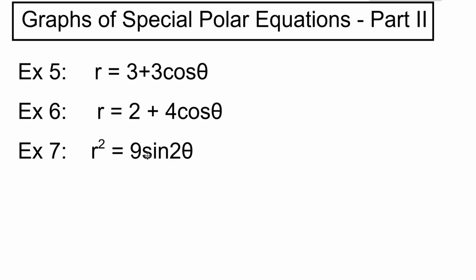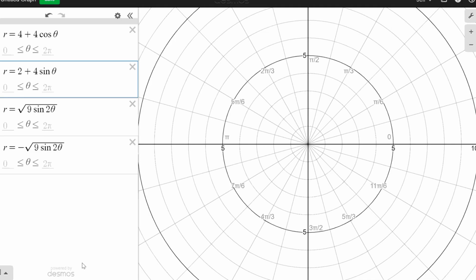This is r squared equals 9 sine 2 theta. And so in order to graph this, I can't graph r squared equals. So what I needed to do was square root both sides. And so when I did that, I got r equals square root of 9 sine 2 theta, and r equals negative square root of 9 sine 2 theta. So I'm going to turn these on. There's the positive square root, and there's the negative square root, and they happen to be right on top of one another. So when you square root both sides, the plus or minus doesn't really matter that much in this example because they are right on top of each other.